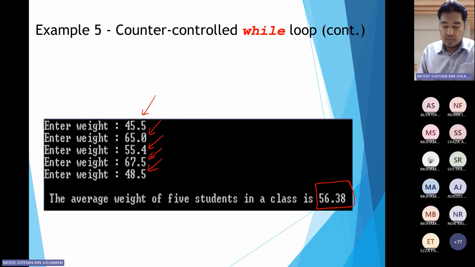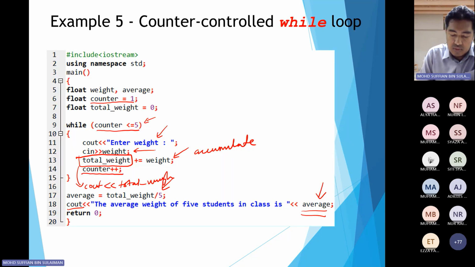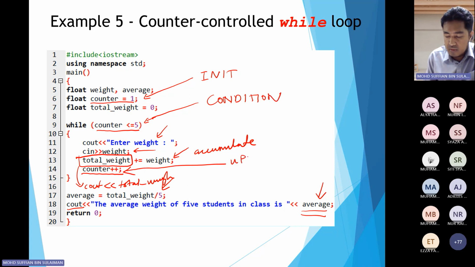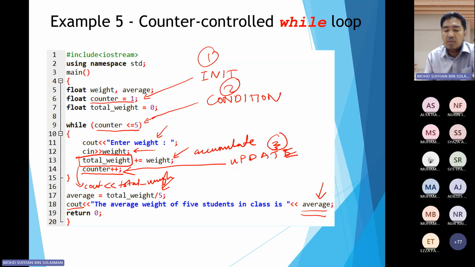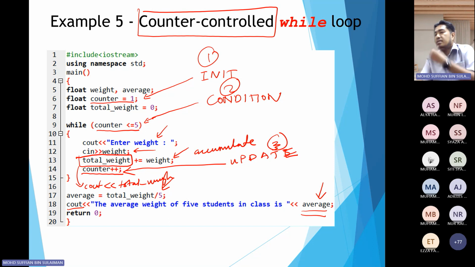So again, this is the code in C++. This is the initialization. This is the condition or the expression, and this is the updated value. So these are the three elements that you need to put in what we call counter control. Only these three things. So please remember them until you die.